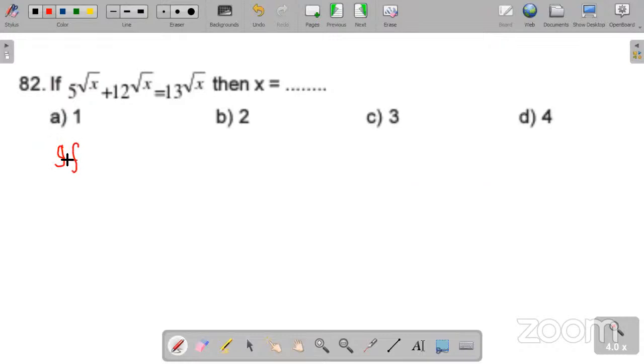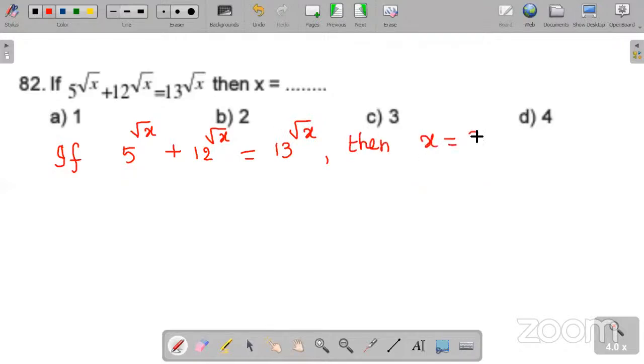If 5 to the power of root x plus 12 to the power of root x is equal to 13 to the power of root x, then what is the value of x? This is our question. If 5 to the power of root x plus 12 to the power of root x is equal to 13 to the power of root x, then the x value we need to find out.